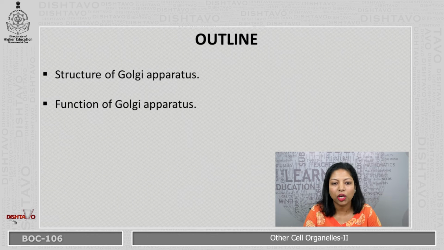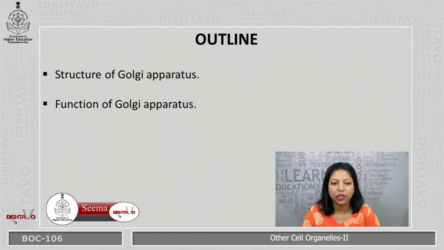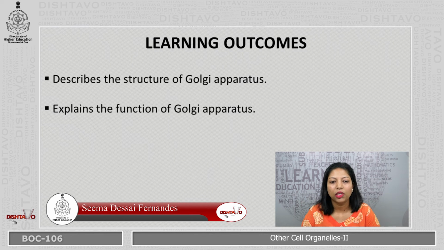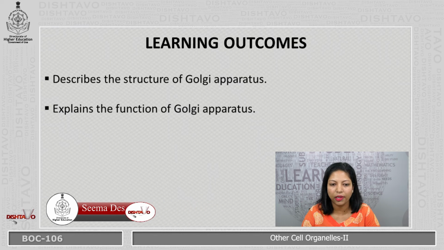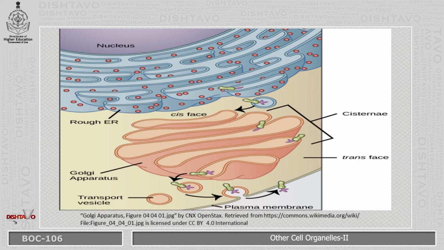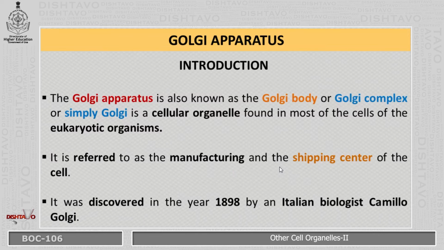Outline: the structure of Golgi apparatus, function of Golgi apparatus. Learning outcomes: describes the structure of Golgi apparatus, explains the function of Golgi apparatus. This is how the Golgi apparatus looks like. This is the structure of Golgi apparatus, where it shows the cis phase and the trans phase. Let us see the introduction.